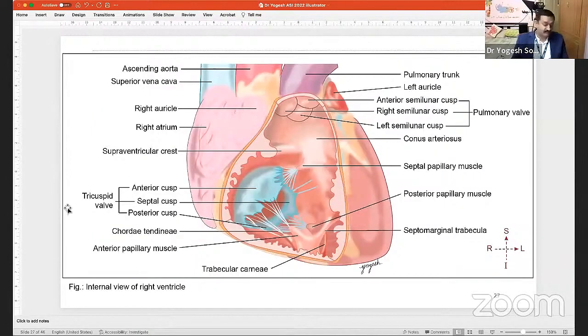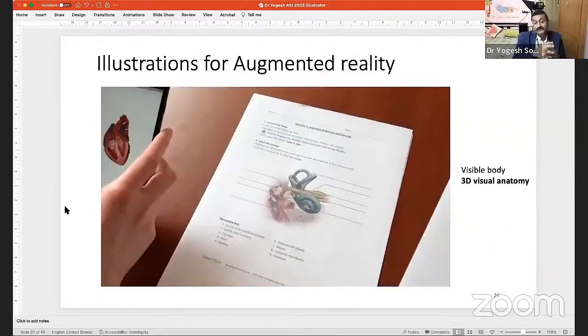So these are the anatomy illustrations. Before going to the further topic, I want to say a few things here. See, I am not using many softwares. I am using a single software, that is the Adobe Illustrator. There, I told there are n number of possibilities, n number of softwares.